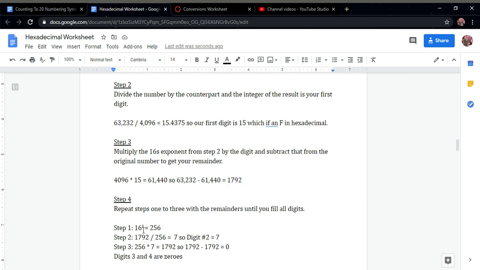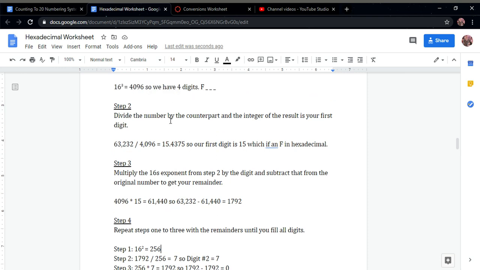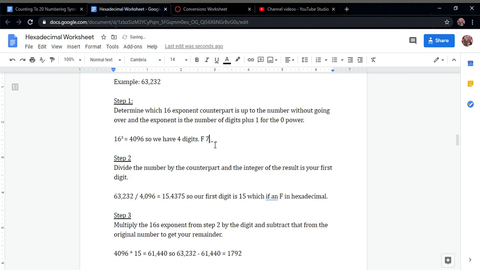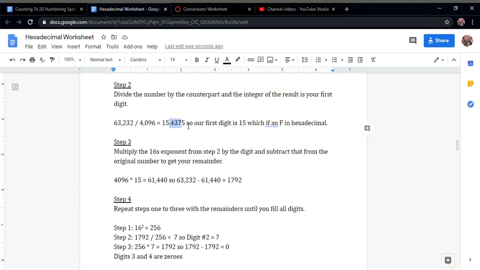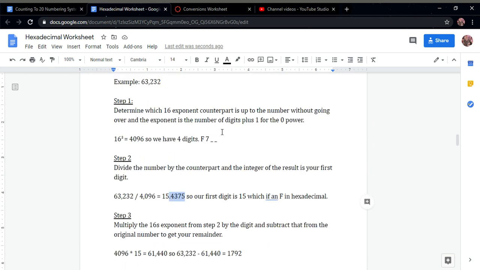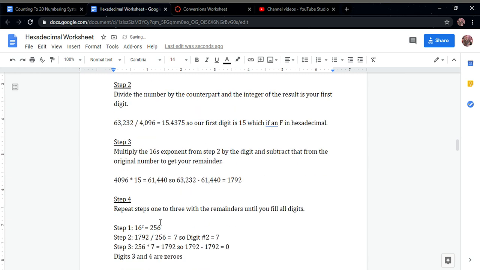So now we know that 16 squared is 256. Found another typo. So we divide 1,792 by 256 equals 7. So digit number 2 up here is a 7. We know what digit 2 is, and then we subtract again. 256 times 7 is 1,792, and look at that, it comes out even, so we know the remaining 2 digits are actually zeros. Anytime it comes out even with no remainder, then we know that digit is a 0. So it's F700, which you see down here.